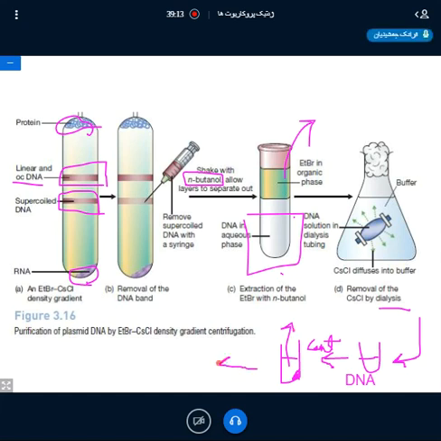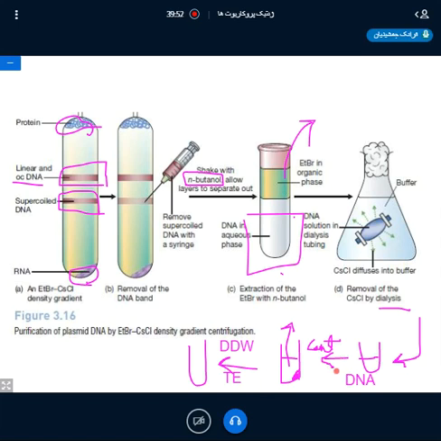Okay, after that we should dissolve the pellet in what? Fatima, you told me we should dissolve the pellet in? DDW. And what else did I tell you? In DDW and? Or in TE? Do you remember? In TE.